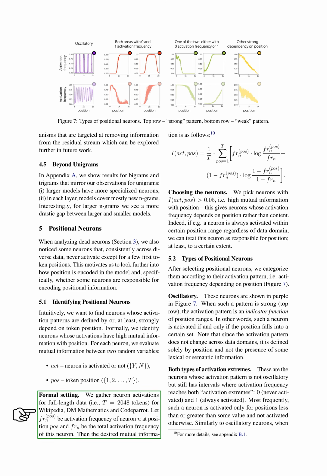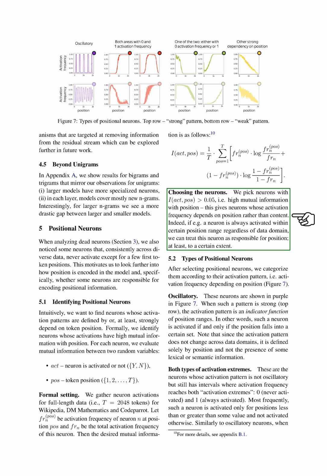Section: Choosing the neurons. In this section, we'll discuss how we select and categorize neurons based on their activation patterns, and how these patterns change across different models. Firstly, we choose neurons that have a high mutual information with position, meaning their activation frequency is dependent on position rather than content. This allows us to identify neurons that are activated within a certain position range, regardless of the data domain. We can then consider these neurons as being responsible for position, at least to some extent.